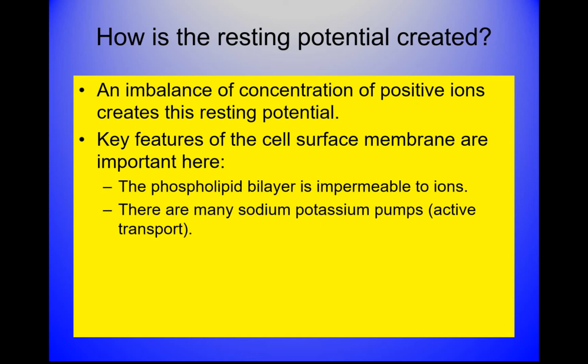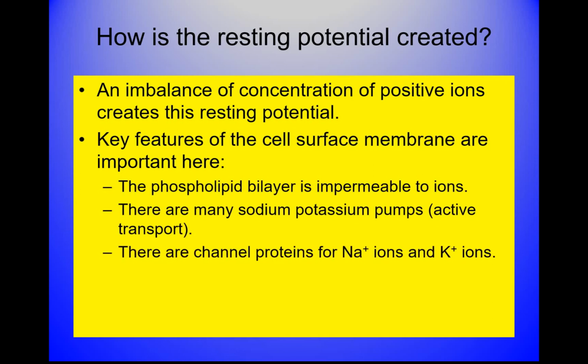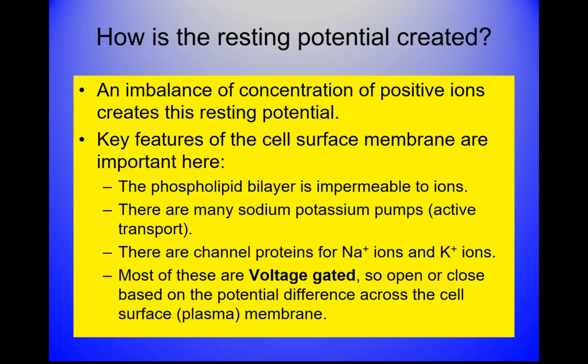There are also lots of channel proteins for two different ions, sodium ions and potassium ions. And most of these are what we call voltage-gated channel proteins. In other words, they are like gates, so they can be open and closed, and they close or open depending on the potential difference across the membrane, or the charge. If you think about protein structure, remember the importance of charge in tertiary structure, which can affect the shape. So how these open and close depends on the charge, and that affects the shape of the protein temporarily. So they either open and allow ions through, or they close and don't.